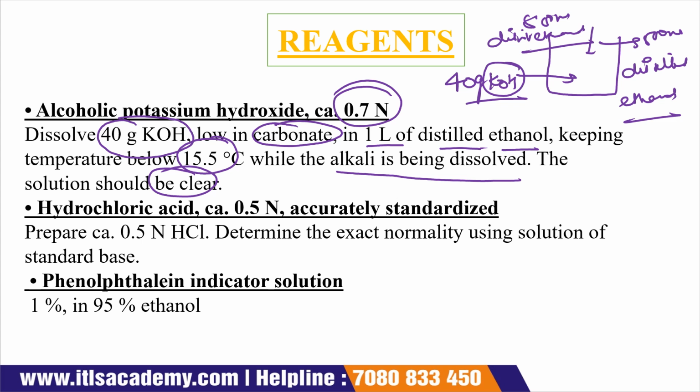Then the next reagent is hydrochloric acid, 0.5 normal. So what should we do? We prepare 0.5 normal HCl and determine the exact normality using a standard base solution. Then we have to prepare a phenolphthalein indicator, 1% in 95% ethanol.